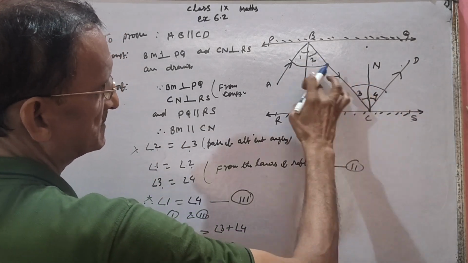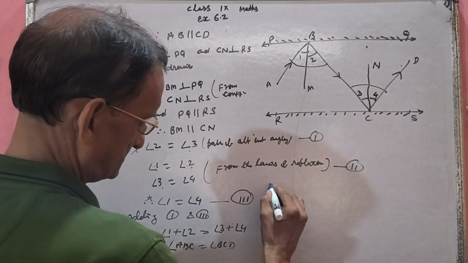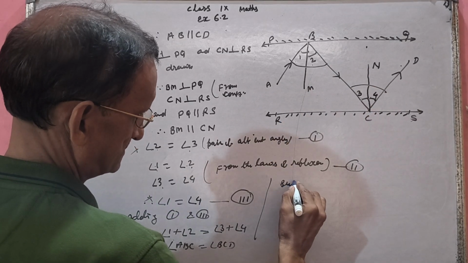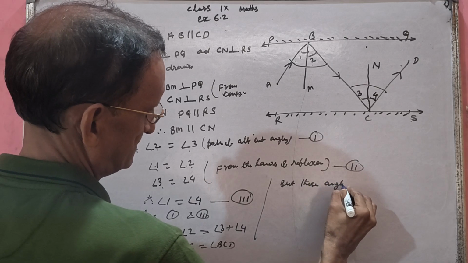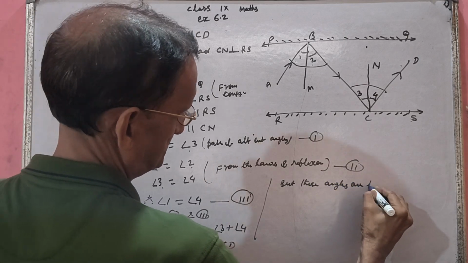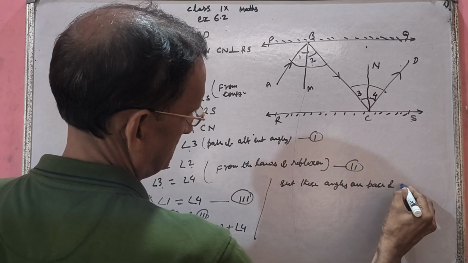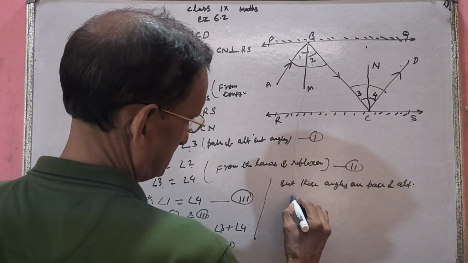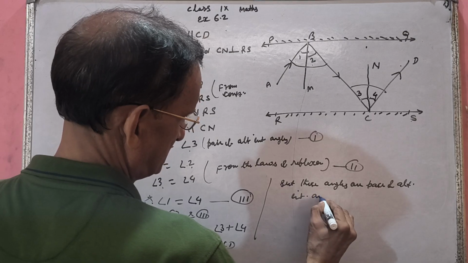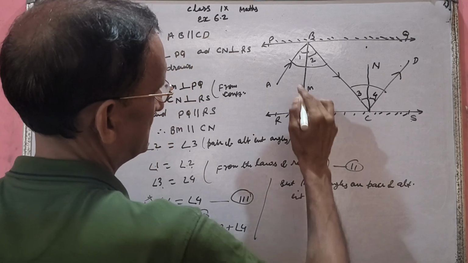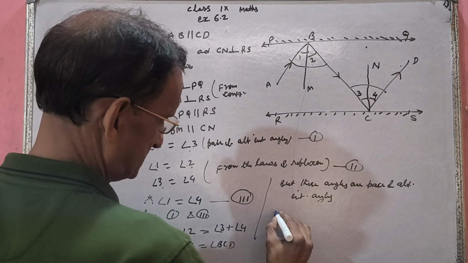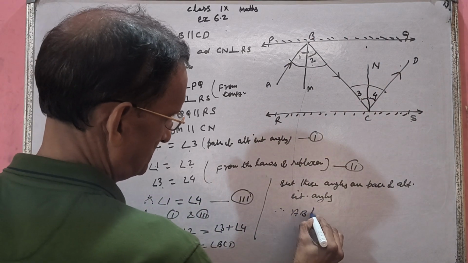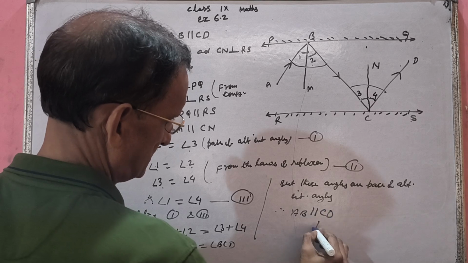But these are what type of angle? These angles are pair of alternate interior angles, and alternate interior angles will be equal if and only if AB is parallel to CD. Therefore, AB parallel CD, hence proved.